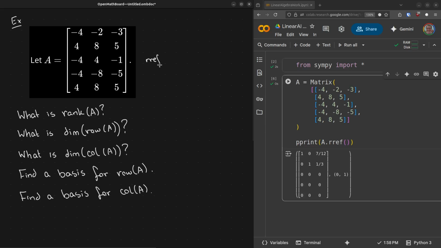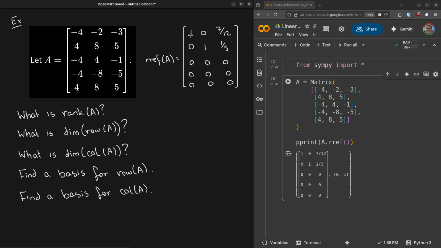So the reduced row echelon form of A is equal to 1, 0, 7/12, 0, 1, 1/3, 0, 0, 0, 0, 0, 0, 0, 0, 0. Okay. The rank of the matrix is just the number of non-zero rows, or another way to characterize it would be the number of columns with leading entries in them when in reduced row echelon form. Or another way to characterize it would be the number of leading entries in the matrix when in row echelon form or in reduced row echelon form.